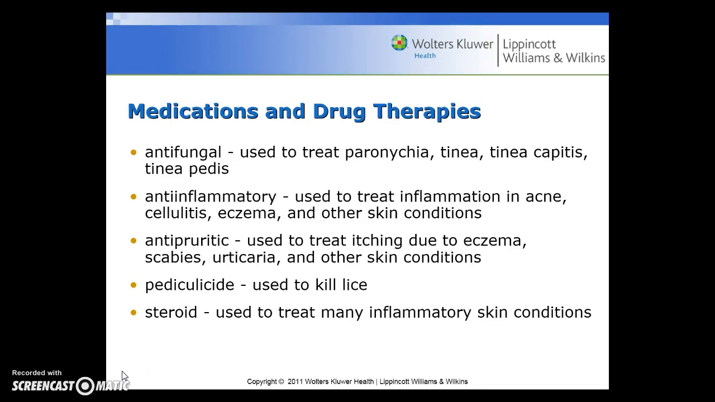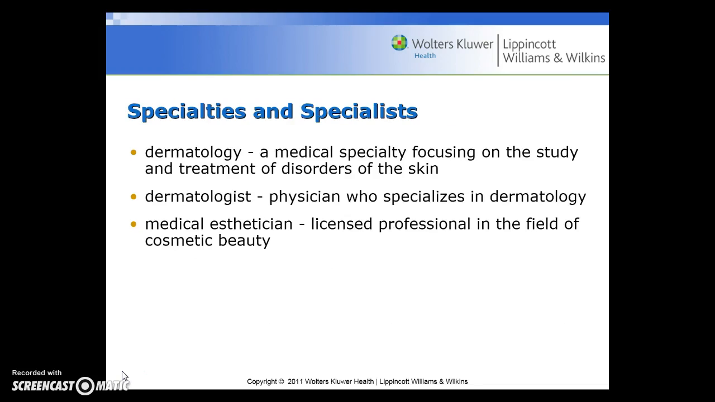So what are some medication and drug therapies associated with the integumentary system? An antifungal is a type of medication used to treat paronychia, tinea, tinea capitis, or tinea pedis. An anti-inflammatory might be used to treat inflammation in acne, cellulitis, eczema, and other skin conditions. An antipruritic is used to treat itching due to eczema, scabies, urticaria, and other conditions. A pediculicide is used to kill lice. A steroid is used to treat many inflammatory skin conditions.